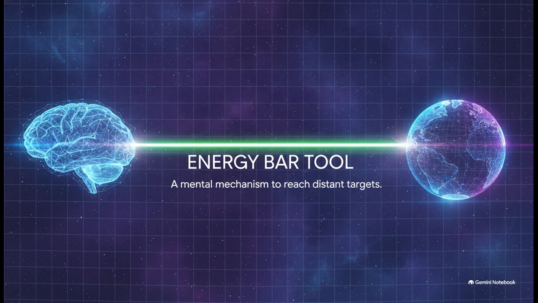Now, as part of your Gateway Wave 3 training, you're going to be introduced to the Energy Bar Tool, or the EBT. Think of this as your primary mental mechanism. It's a glowing, focused point of intention that you actively create in your mind's eye while you're in Focus 10. You're going to use this Energy Bar Tool to essentially reach out and establish contact with distant people, places, or coordinates. It's basically your energetic probe for gathering all that distant sensory data.